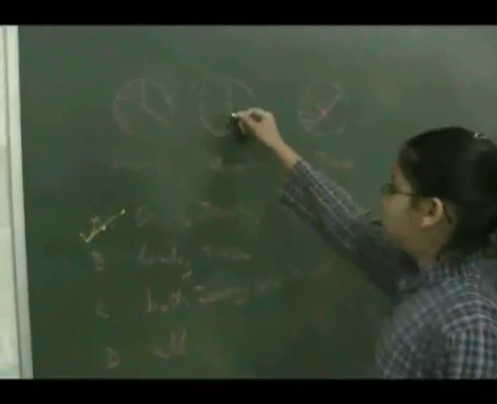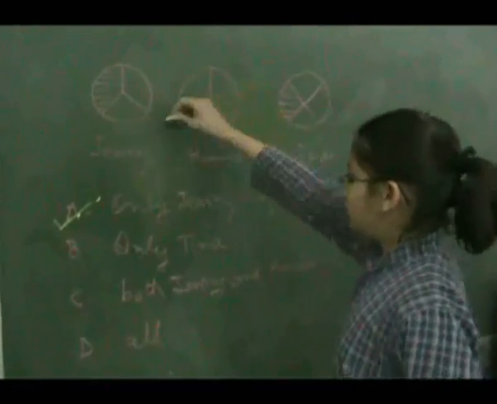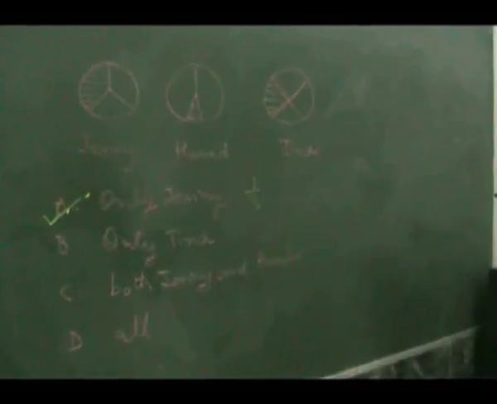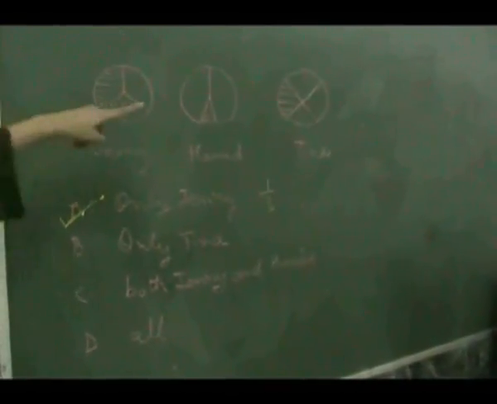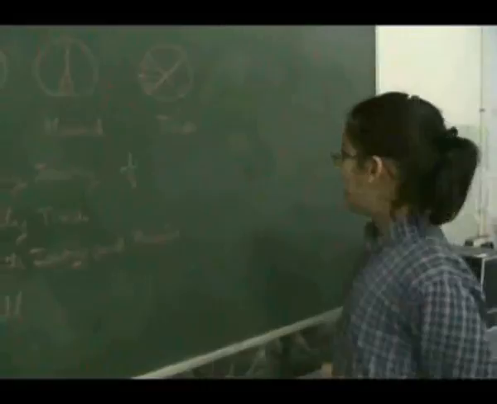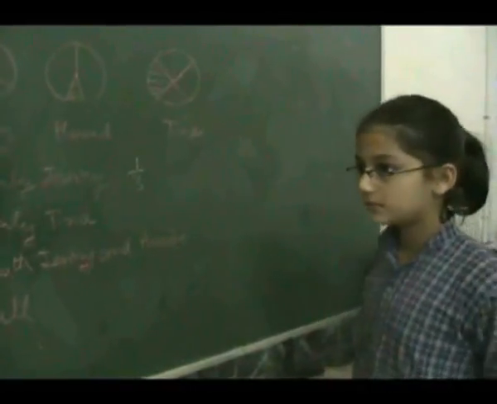So why not both Jenny and Amit? This is not an equal part. These 3 are equal, but these 3 are not equal. Okay. And what about Tina? Ma'am, here I have 4 parts, but not 3 parts. So what is that part? It is 1/4. So you are sure that the answer is only Jenny? Yes.